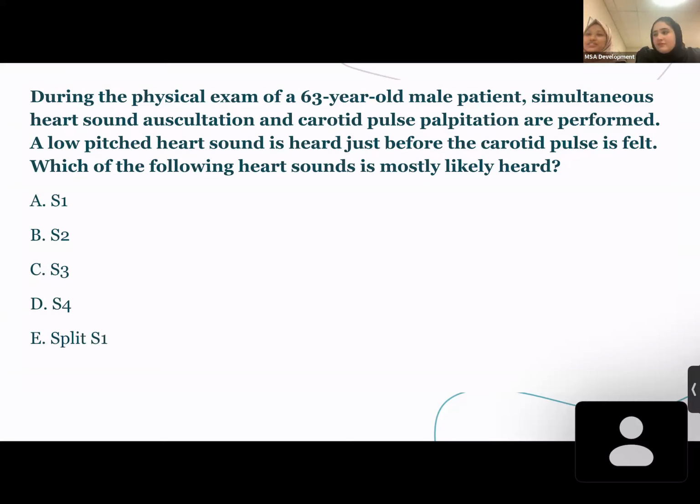Okay, so during the physical exam of a 63-year-old male, I'll show the image after. So 63-year-old male patient, simultaneous heart sound auscultation and carotid pulse palpation are performed. A low-pitched heart sound is heard just before the carotid pulse is felt. Which of the following heart sounds is most likely heard? D.